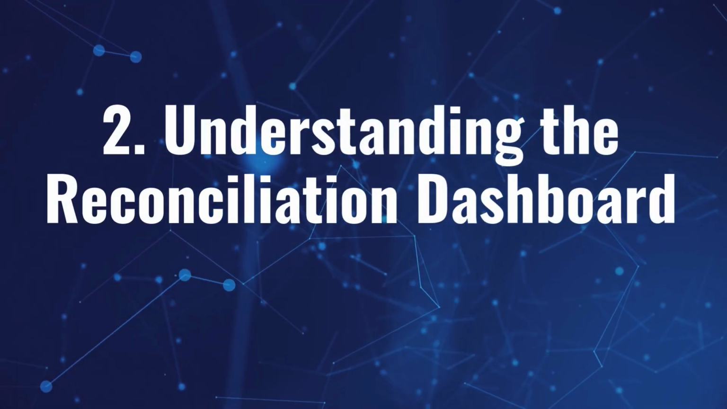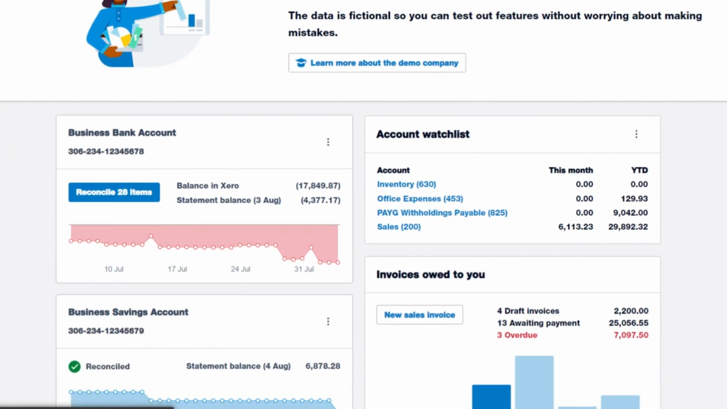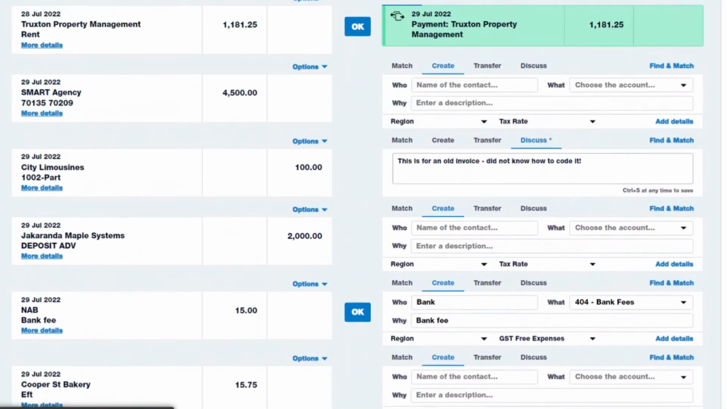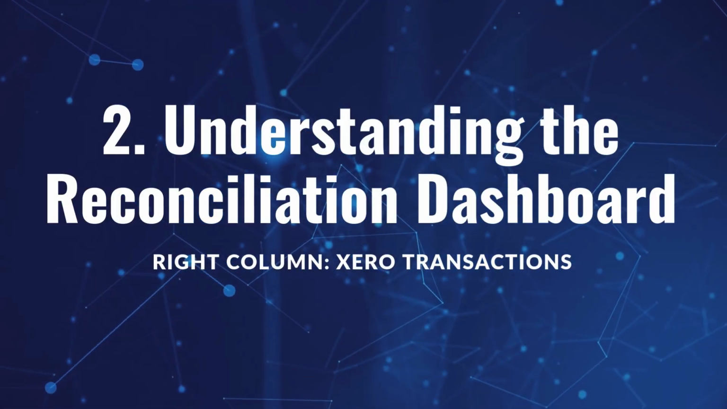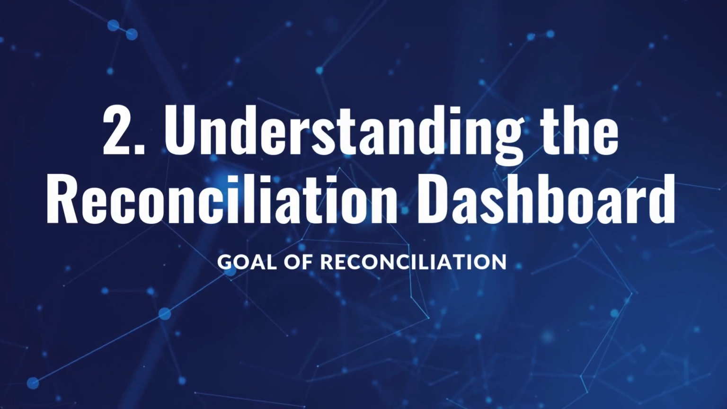Number 2, understanding the reconciliation dashboard. Xero's reconciliation dashboard is designed to simplify the reconciliation process. Left column, bank statement lines. This column displays transactions imported from your bank, either through bank feeds or manual uploads. Each line represents a real-world transaction, such as deposits, withdrawals, or transfers. Right column, Xero transactions. This column shows transactions that have been recorded in Xero, such as invoices, bills, or manually entered expenses.